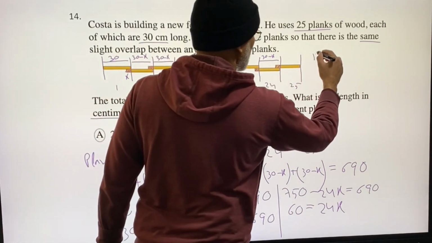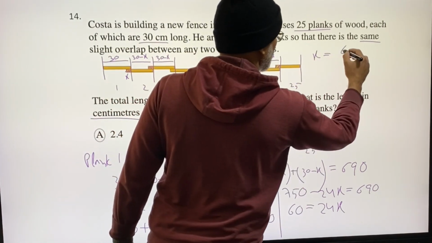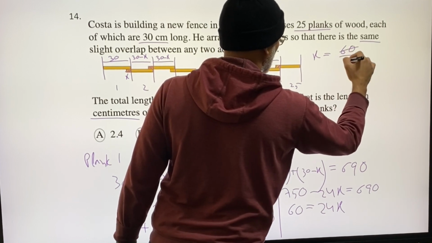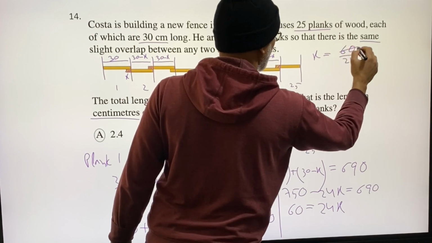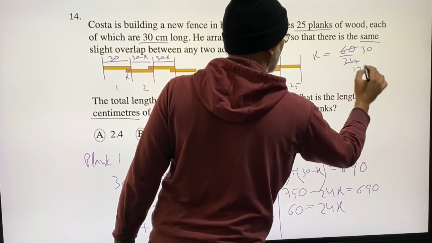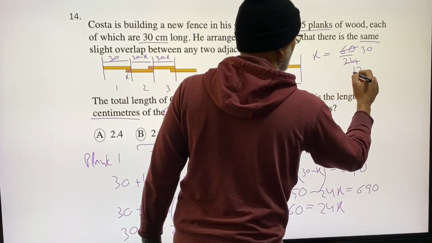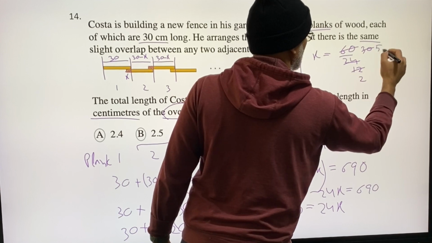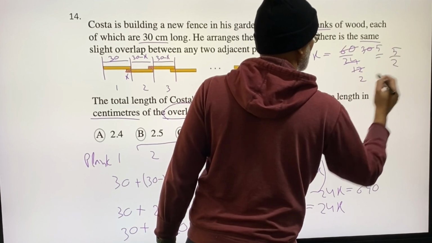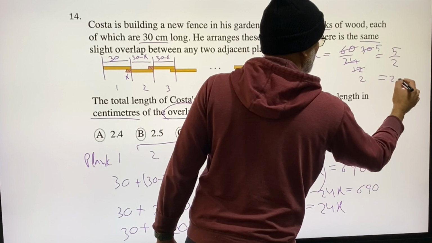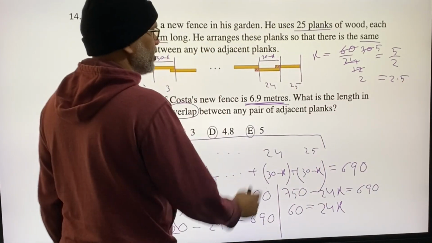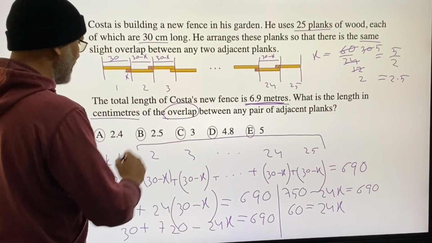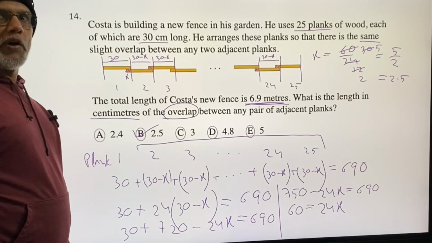Then x is going to be 60 over 24. If I divide both numerator and denominator by 2, this is 30 over 12. Again, I will divide by 3 or 6. So this is 5 over 2, which is 2.5, right? So the overlap, then I have assumed x to be the overlap. So overlap is 2.5, then B is the correct choice.